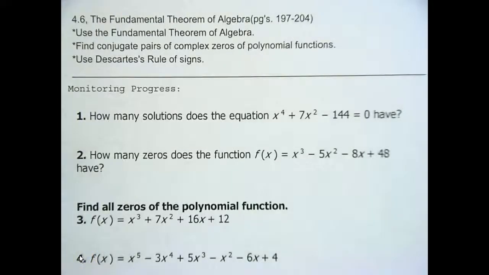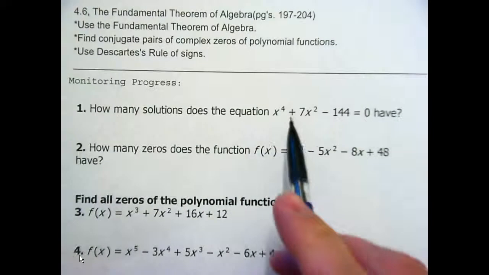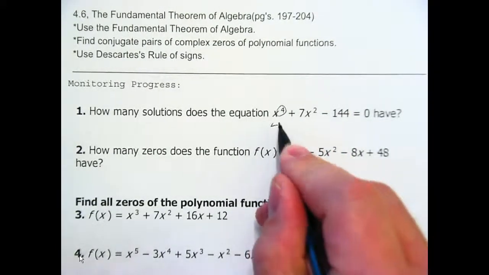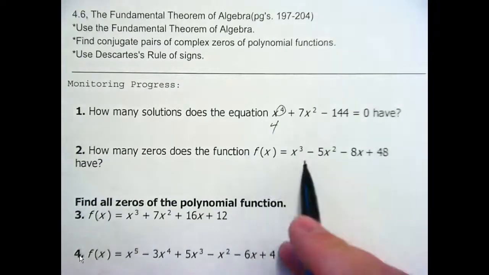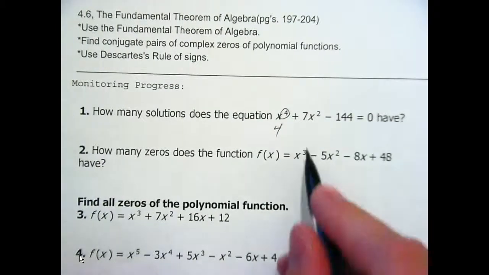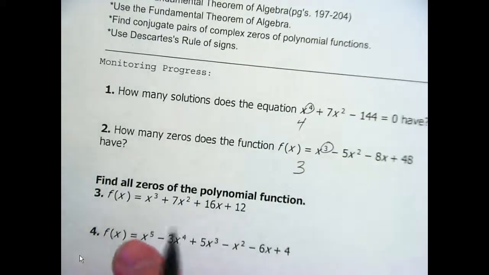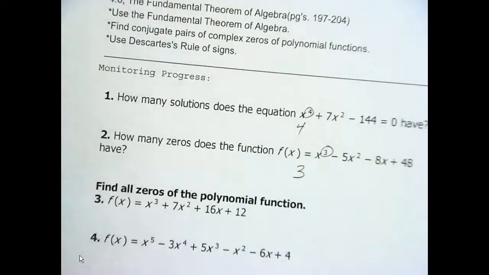Okay, so we're going to continue with 4.6 today, Fundamental Theorem of Algebra. Number 1 and 2, how many solutions does the equation have? How many solutions? It has 4. Okay. How many zeros? It has 3. Okay, now zeros can be real zeros or they could be imaginary.